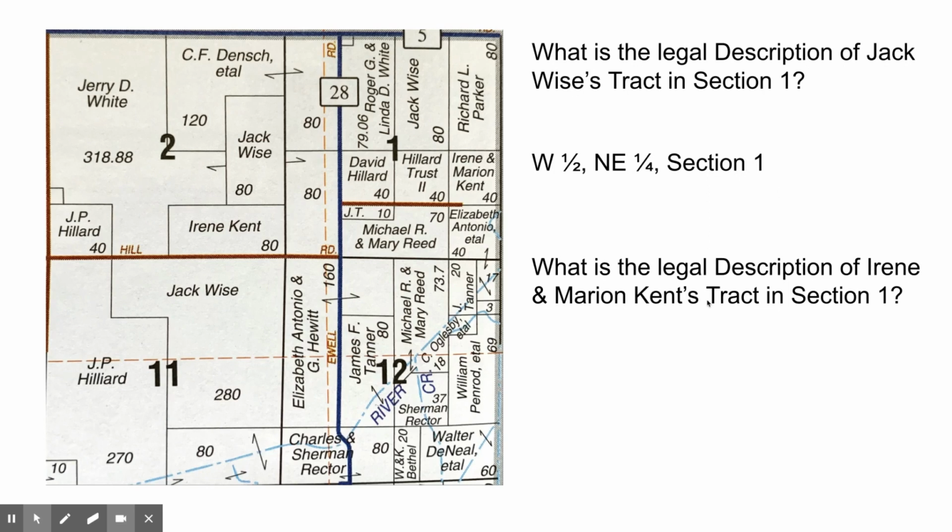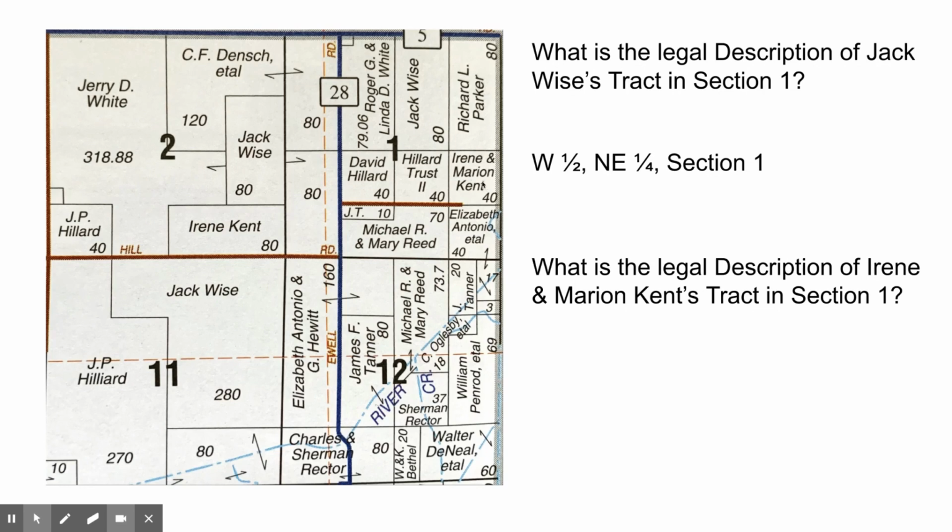Okay, now let's look at the legal description for Irene and Marion Kent's tract in section 1. Okay, so they're right here, and they're what's called a square 40. And if you ever talk to farmers, they like to own square 40s or square 80s because it makes the farming easier. All right, nice, easy, big field. Everything's laid out nice and straight, easy to farm.